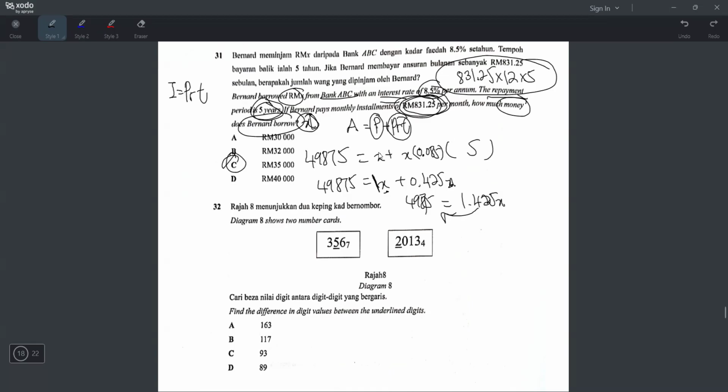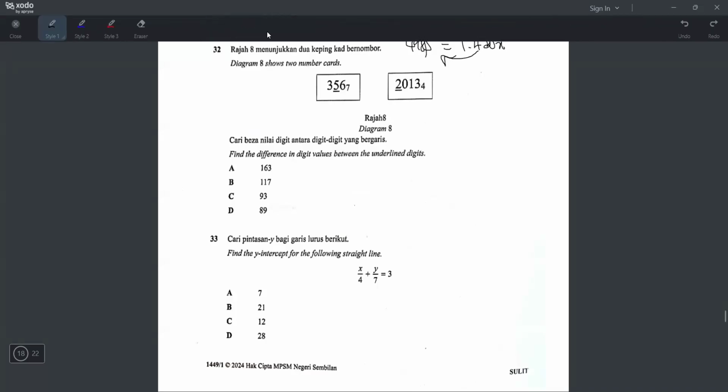And what is x? X is the principal, or the amount he borrowed. Okay, the pinjaman lah, berapa dia pinjam. So I hope you understand my explanation. So that's the answer. Okay, question 32.